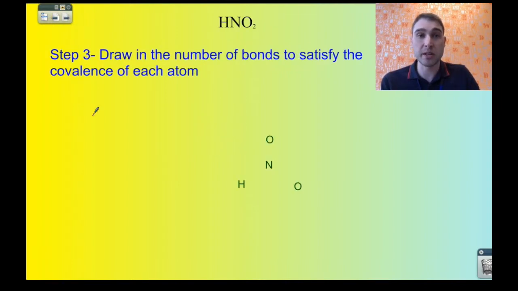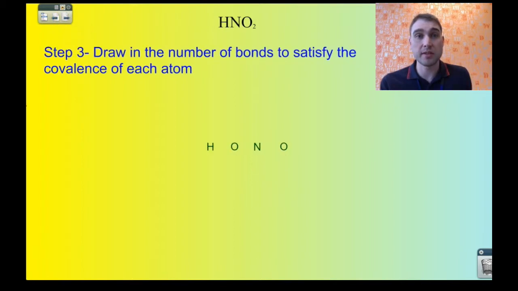Next step, draw the number of bonds to satisfy the covalence of each atom. Alright, so oxygen has 2, oxygen has 2, hydrogen has 1. There's a problem though. Our nitrogen has 5 bonds, so this doesn't work. So it can't be symmetrical like that. We have to have another arrangement.